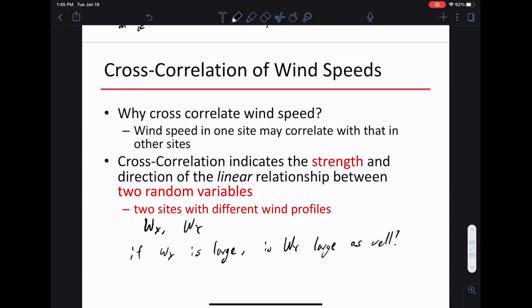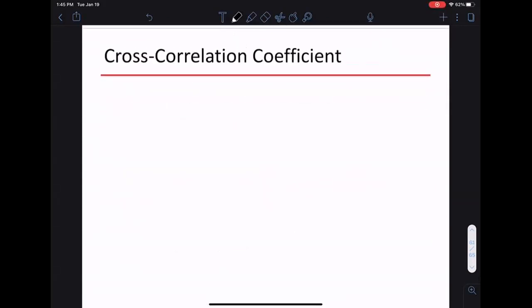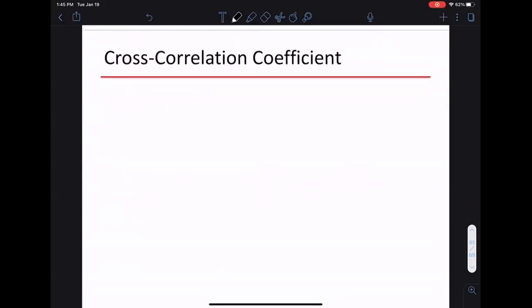So to finish this class, we'll just look at the cross correlation, which gives an idea of how to quantify how related they are or how anti-related they are. So the cross correlation is defined by the cross correlation coefficient. So what does the cross correlation coefficient do?